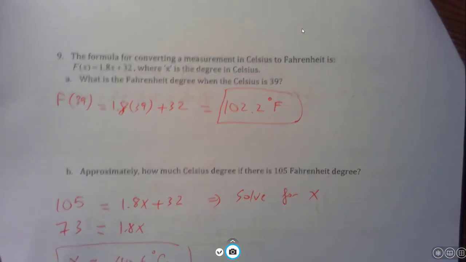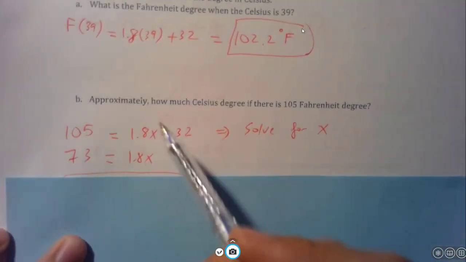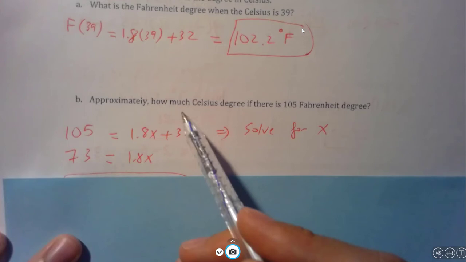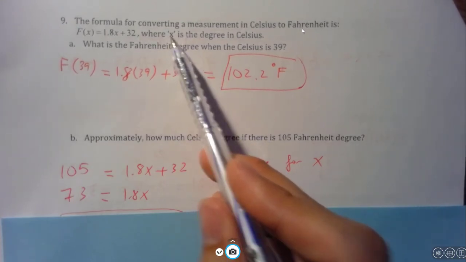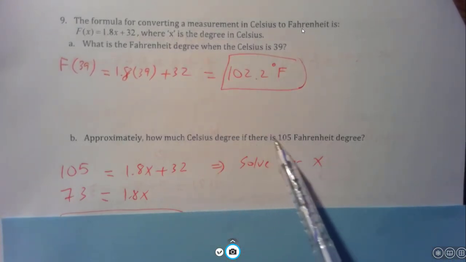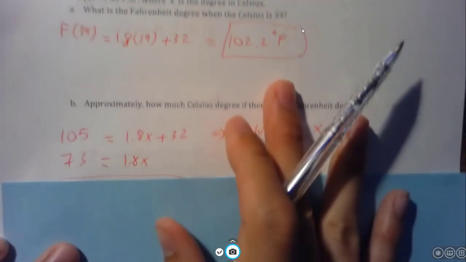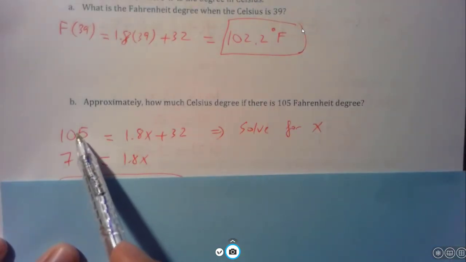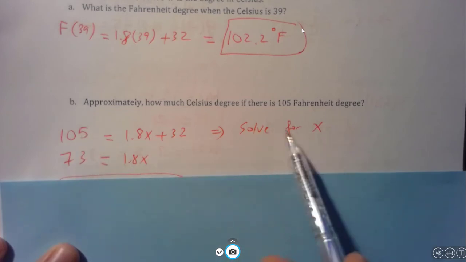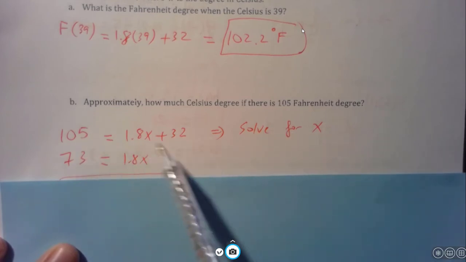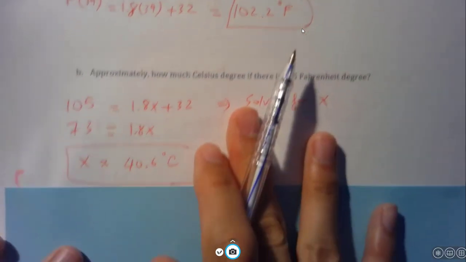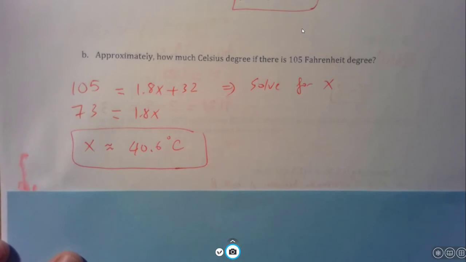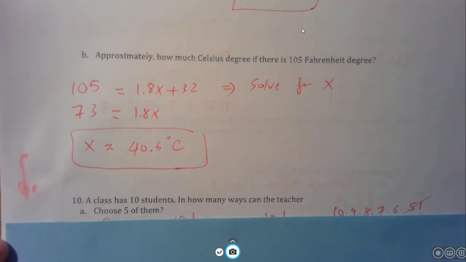And then they ask the next question: approximately how many degrees Celsius? That means you are looking for the Celsius, which is x, because x is Celsius, when there is 105 F. So your F now becomes 105, and you are solving for x. Now it's easy. Subtract 32 on both sides, and then divide by 1.8 on both sides, which gives you the Celsius.